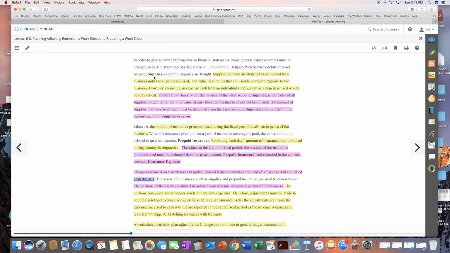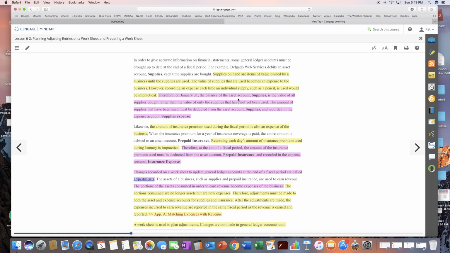Okay, the supplies on hand are valued items, the value owned by the business until the supplies are used. Okay, we can't record every time we use a pencil, right? So that's why it says it's not practical. So at the end of the month, we're using January as our example, at the end of January 31st, the balance of our asset account supplies until we make the adjustments is all the supplies we bought that we haven't used. It's everything we own, supplies wise.